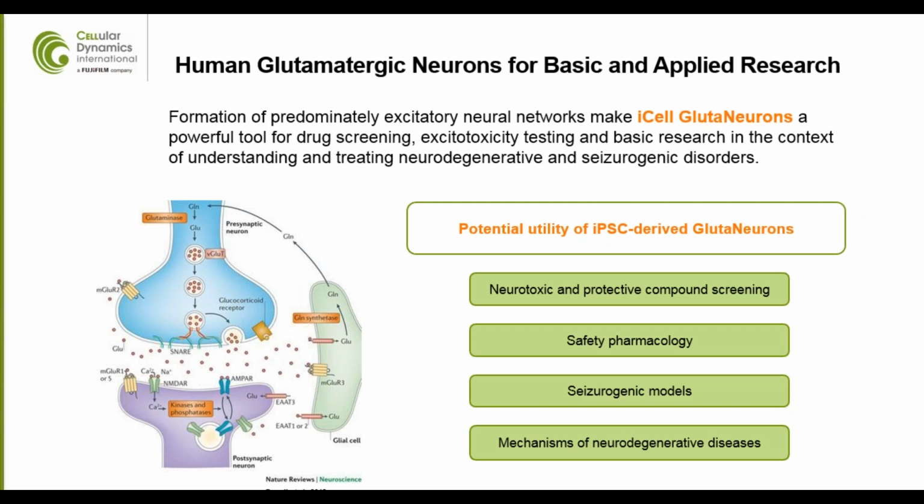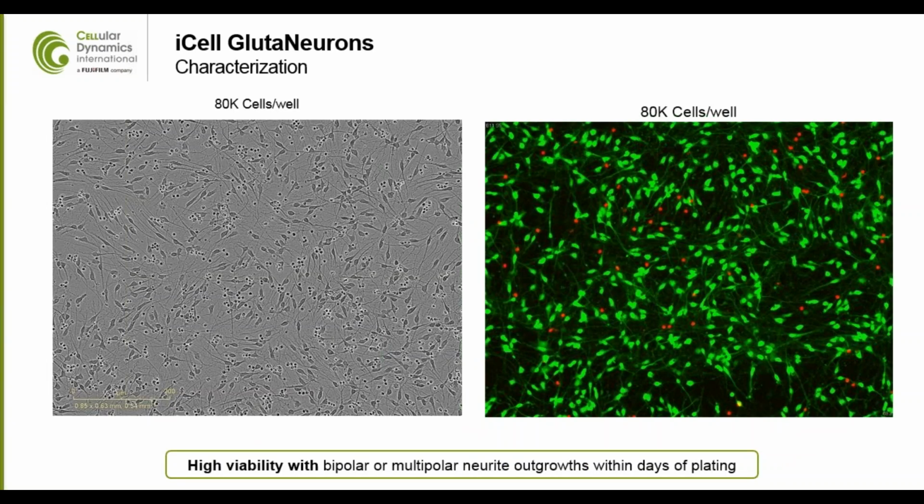All right, so we're moving into the glutamatergic neurons, or iCell GlutaNeurons. Again, we see a wide variety of uses for them. We're going to be focusing in on safety pharm and seizurogenic models. As this is a newer product, I'd like to spend a couple of slides on the characterization. So under the light microscope and with fluorescent labeling, you see a very typical neuronal morphology where you've got the soma and a multipolar outgrowth of neurites. And this occurs within days or even hours of plating.